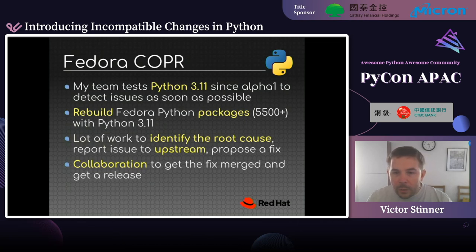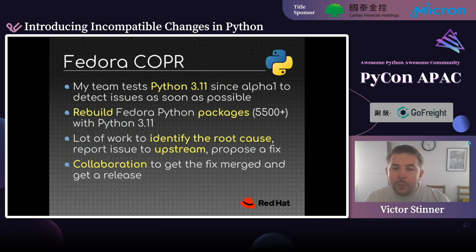In my team, what we are doing is to test Python 3.11 as soon as possible to report issues to Python upstream. And we are doing that since the first alpha version of Python. The point of reporting issues as soon as possible is that you get more time to redesign the new API, to spend more time thinking how to update the code, and it's more pleasant to not be stressed by a feature freeze or final release.